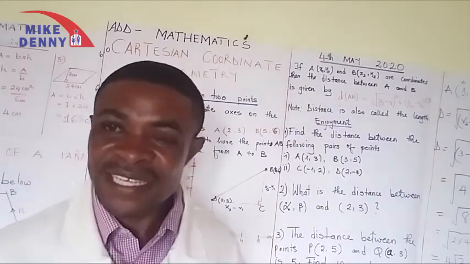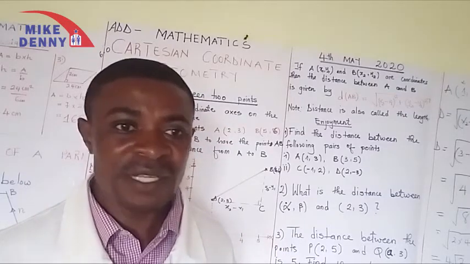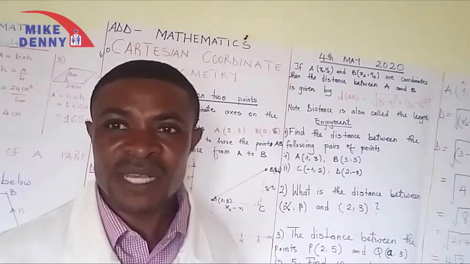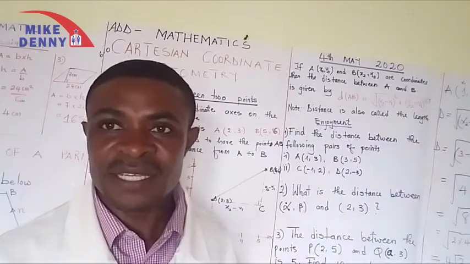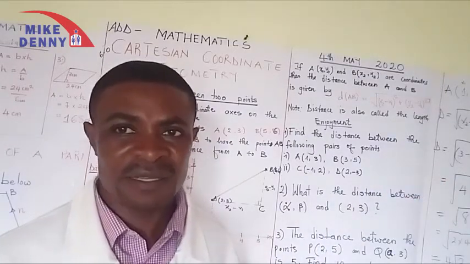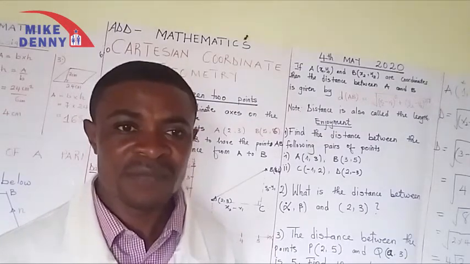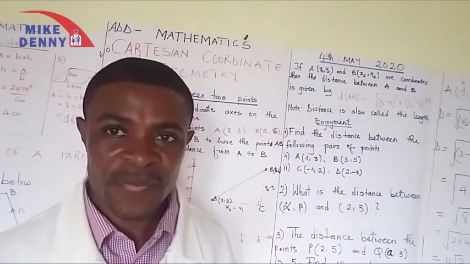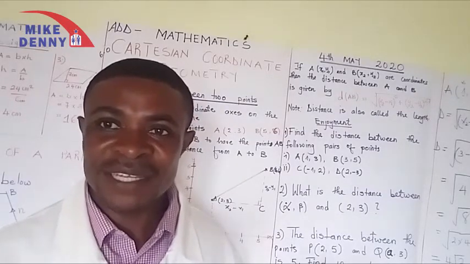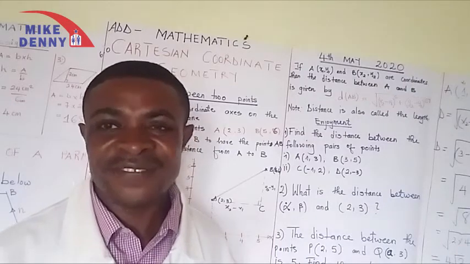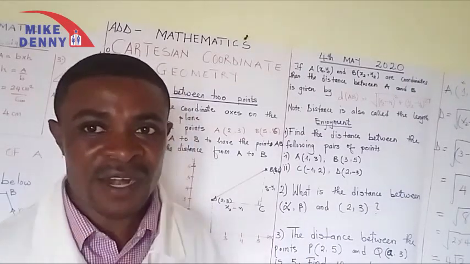Distance is never negative. It's always positive. And the distance is the same as the length. You cannot say the length, or the distance, from Mike Denny to Post Central is negative 50 meters. It is not possible. Distance is always positive. We say the length of your ruler is 30 centimeters. You don't say the length of that ruler is negative 30 centimeters. No. So distance is the same as the length and it is never negative.